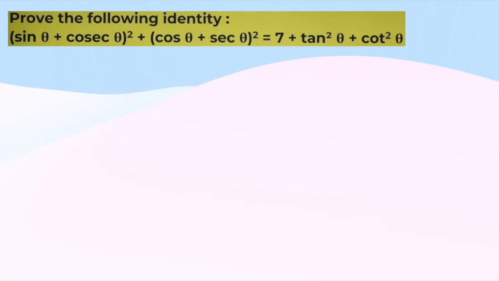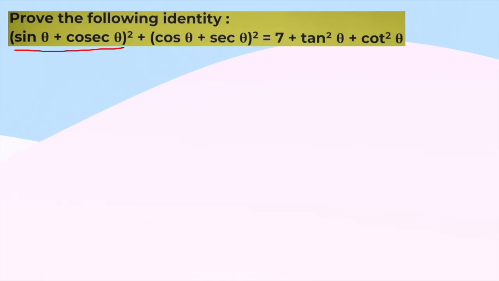Let's give it a try. This time we are not going to convert to sine and cos. If you are converting, then also you can solve the question. I'm not saying it can't be solved then. It will be, but it's easier if you can see the direct identity. Okay, let's give it a try.